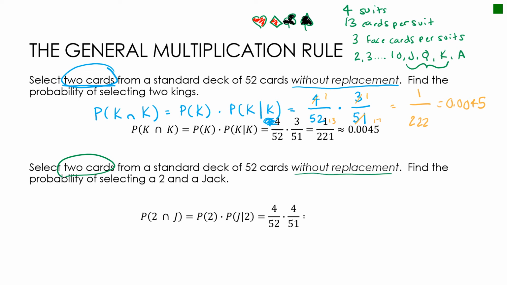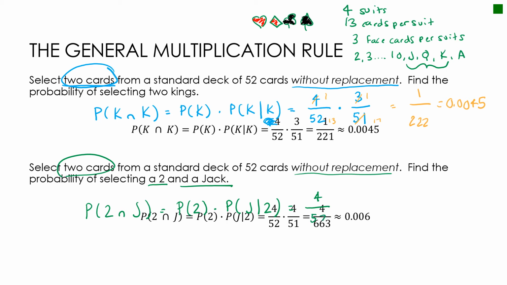The probability of selecting a 2 and a jack. So it's the probability of a 2 and a jack, which means the probability of a 2 times the probability of a jack, assuming I already pulled out the 2. So from here, I would say that the probability of a 2 is that there are 4 2s, 1 in each suit, out of the 52 cards, just like I had before.